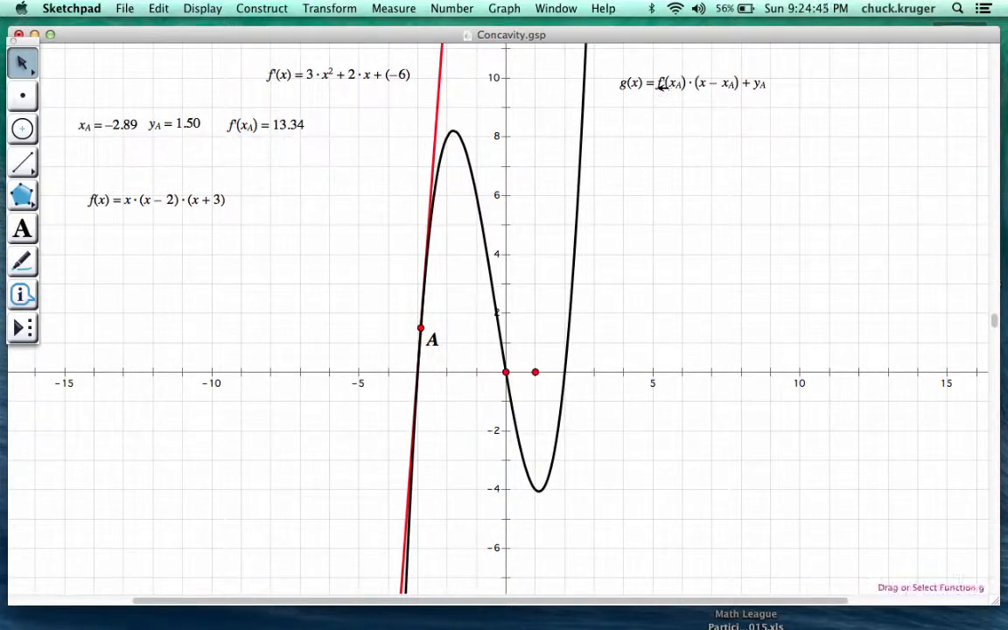And right here I have the equation of the tangent line, and it's the derivative at point A, or the slope of the line, times x minus x sub a, plus y sub a. So this right here is the equation of the tangent.